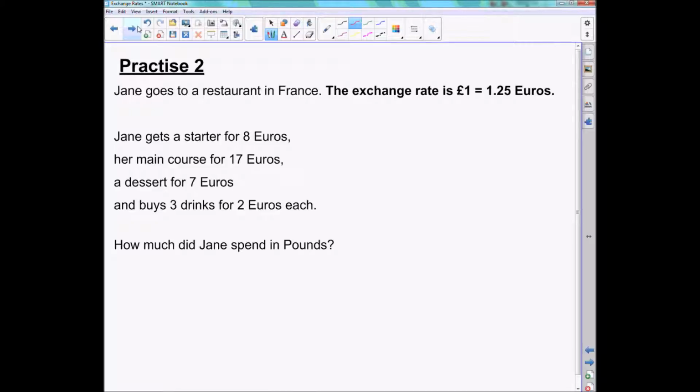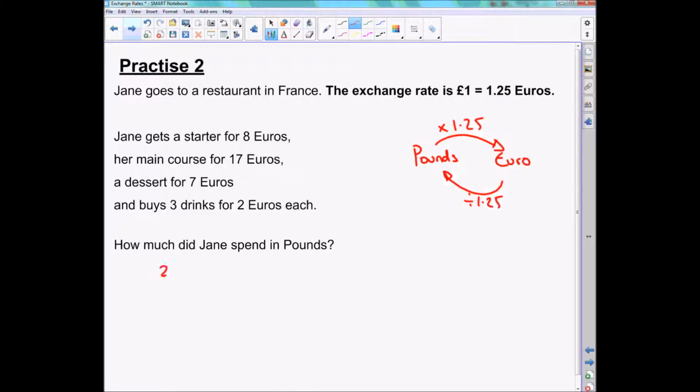So first off, we're going to change pounds to euros. So we're going to quickly draw in our conversion circle. So we've got pounds to euros, we need to times 1.25. And euros back to pounds, we need to divide by 1.25.